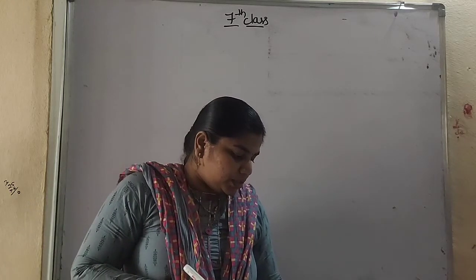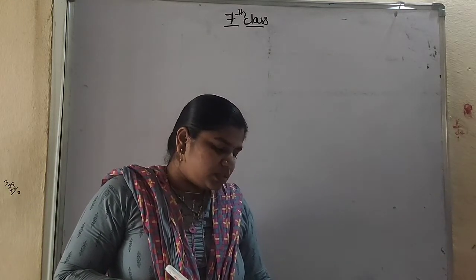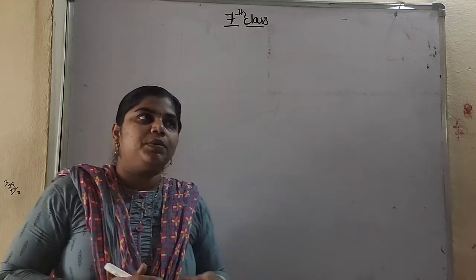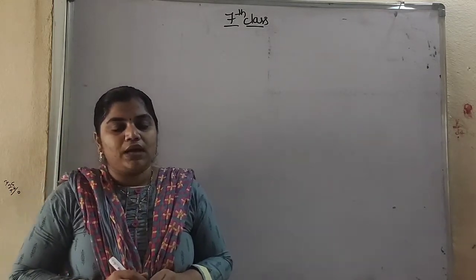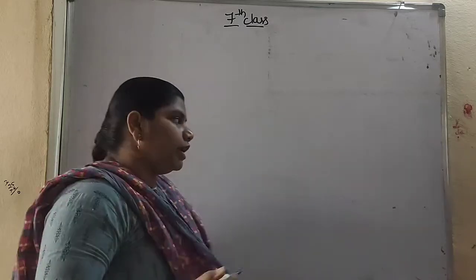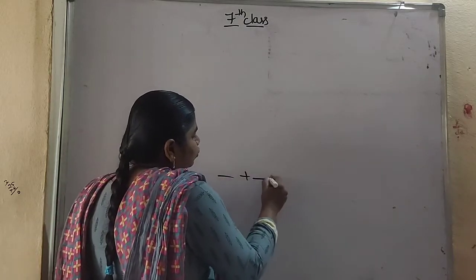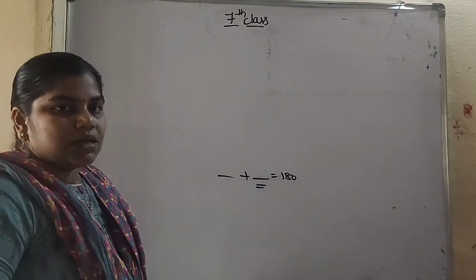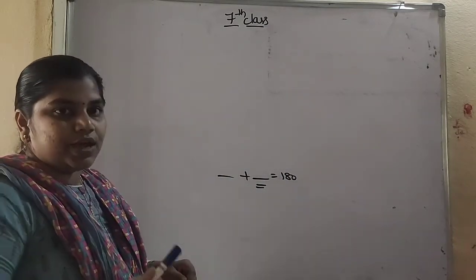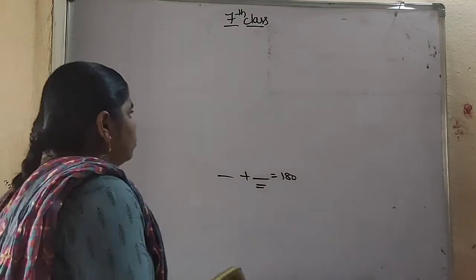Now the next topic is what we discussed about supplementary angles. What do you mean by supplementary angles? Supplementary angles means the sum of two angles should be equal to 180. If you are taking any two angles, the sum should be equal to 180. That type of angles we will call supplementary angles. So on that we are going to start our exercise now.